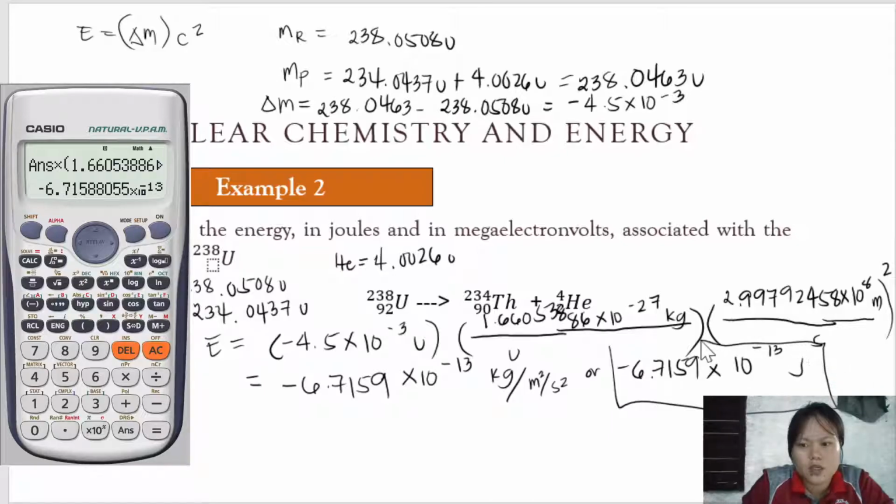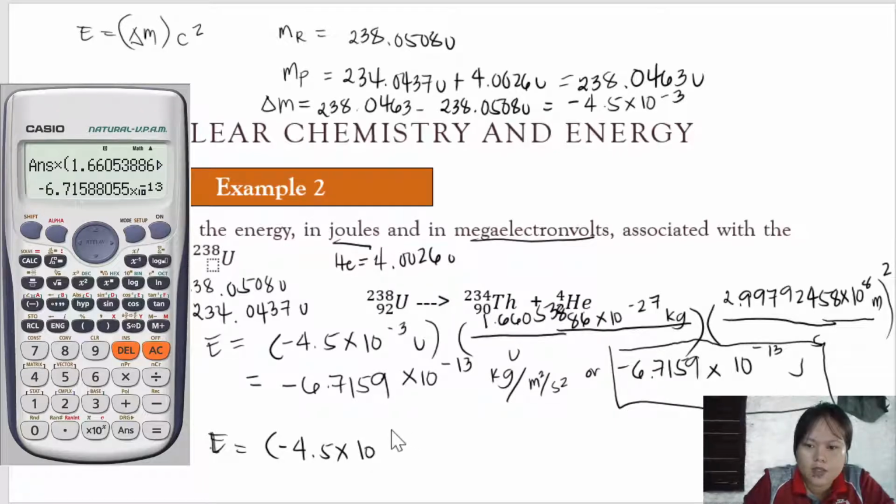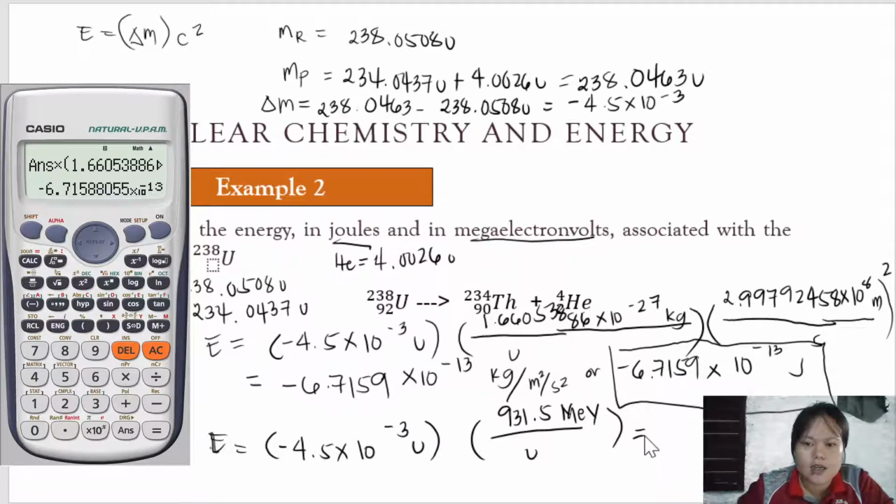Since the problem asks for the answer in joules and in mega electron volts, we also convert this value into mega electron volts. I would use the basic U, because the value is easier to remember. 1 U is actually equal to 931.5 MeV, or mega electron volts.